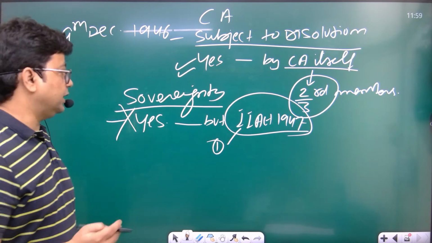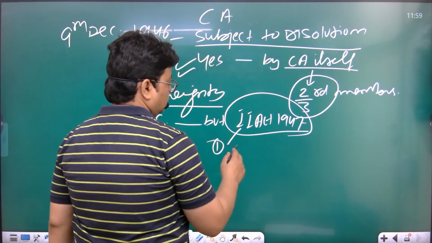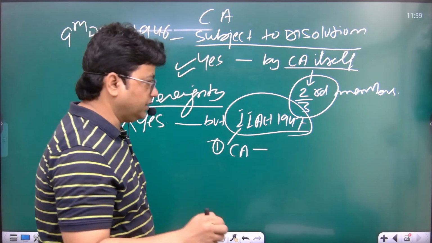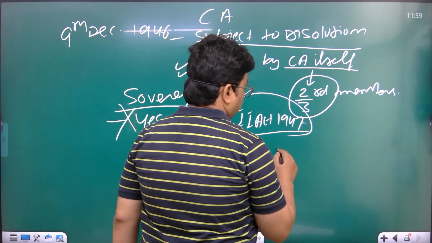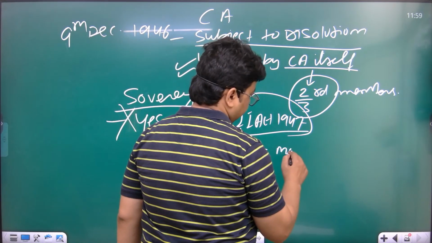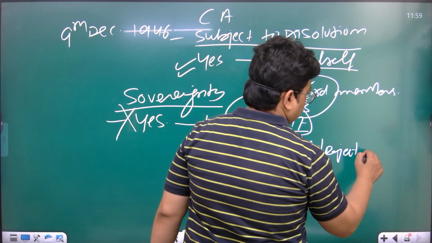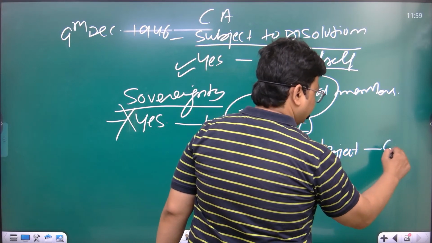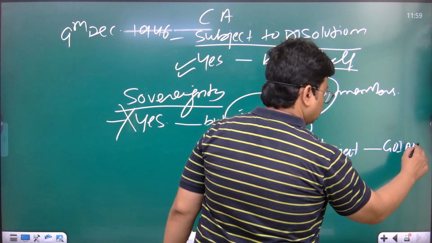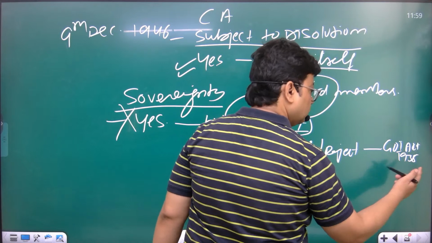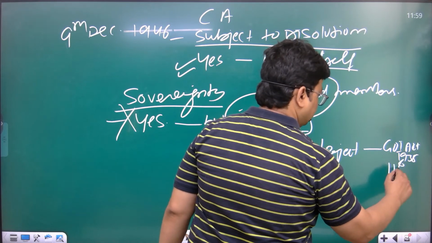Okay, so you can say that through this act, the Constituent Assembly was empowered through the 1947 Act to modify or to reject the Government of India Act 1935 and also the India Independence Act.